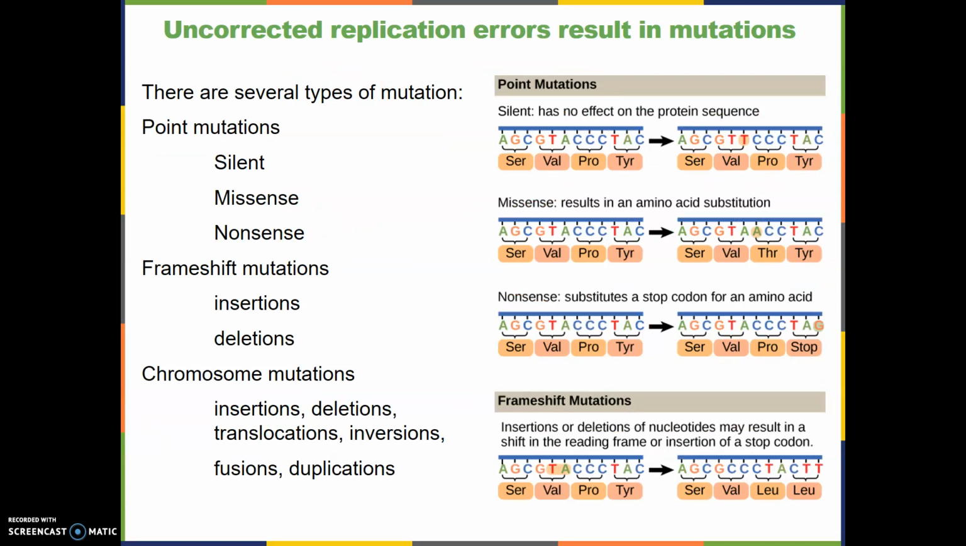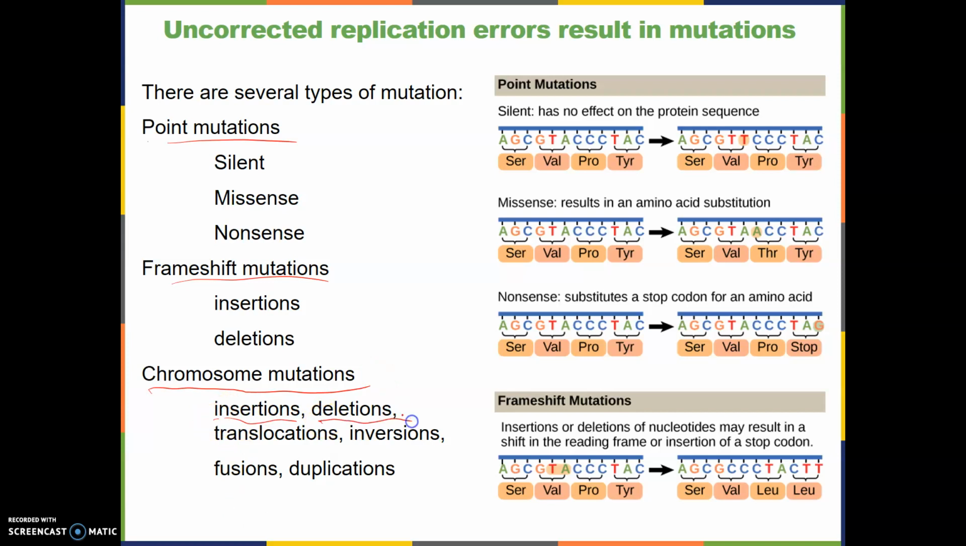Point mutations can be silent, missense, or nonsense, and frameshift mutations can be insertions or deletions. Then you can have entire chromosome mutations. Chromosome mutations mean that a larger piece of the DNA is inserted or deleted.